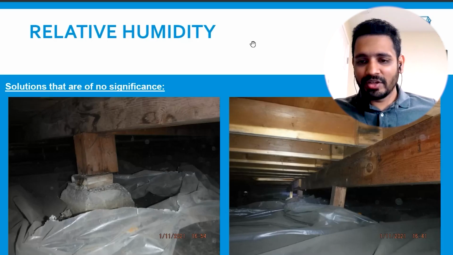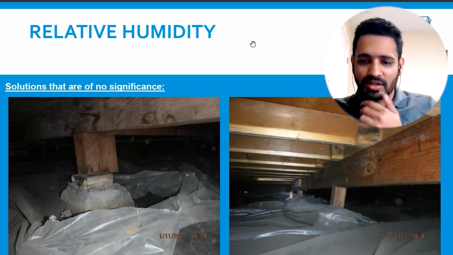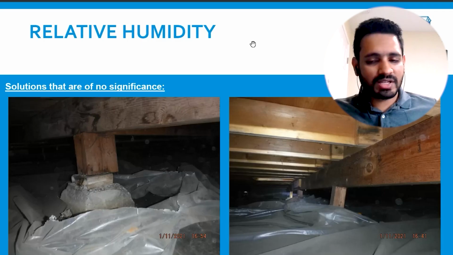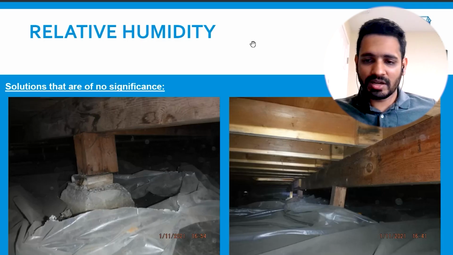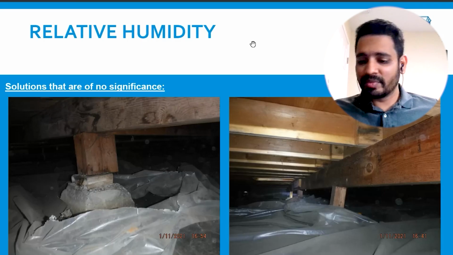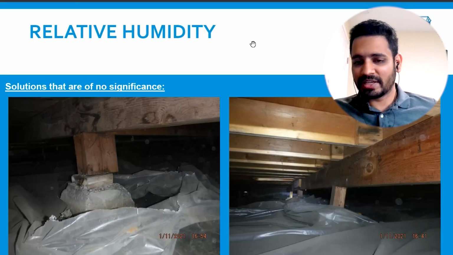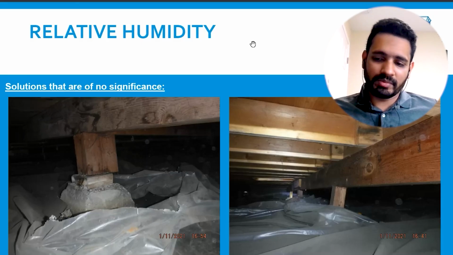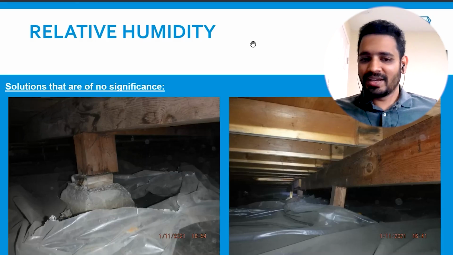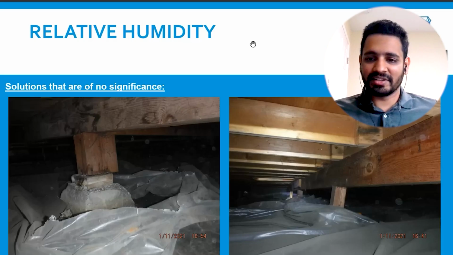Okay. And when you see plastic sheets that are torn up, that are just laid down on the floor, that is not a crawl space liner. That is not a proper vapor barrier. And people misunderstand that, thinking, I have plastic sheets, so I don't have a moisture problem in my crawl space. I'm sorry to say, I don't think that's necessarily true.